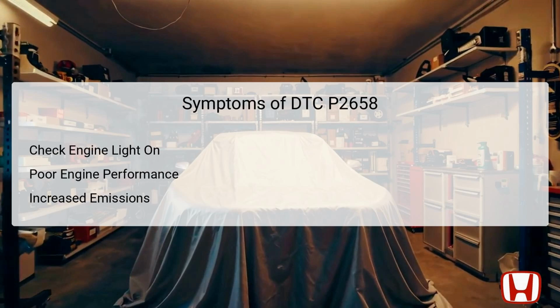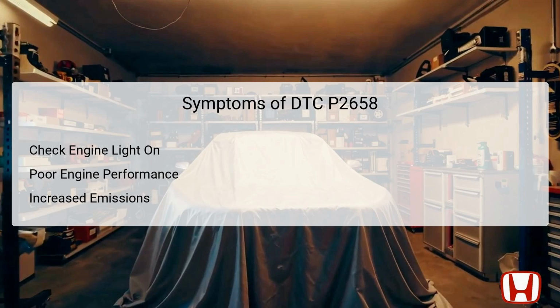Symptoms of a triggered DTC P2658 often begin with the illumination of the check engine light, indicating that the vehicle's onboard diagnostics have detected an operational fault. Drivers might also experience poor engine performance, characterized by sluggish acceleration, stalling, or rough idling, which can be attributed to improper valve timing caused by solenoid malfunction.